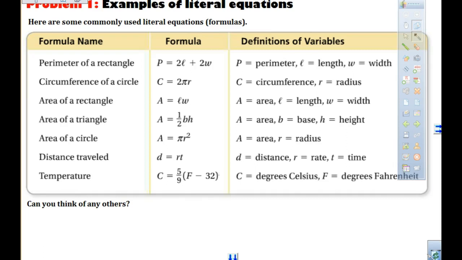Distance. You kind of worked with that in science where you had that distance triangle, right? And if you think of that, where we had distance, rate, and time, you're solving for one of the other variables. And then our last one is temperature, Celsius, with 5/9 times F minus 32.